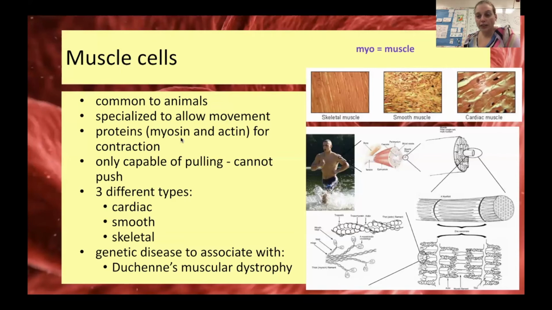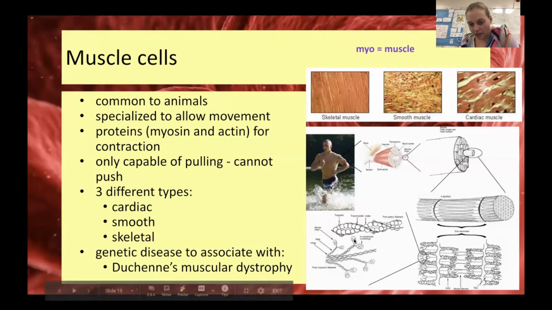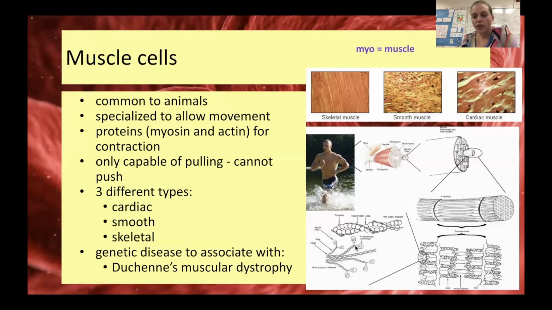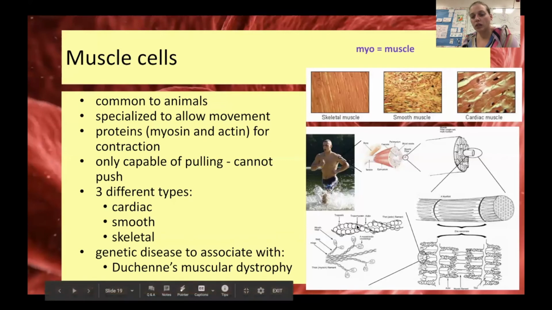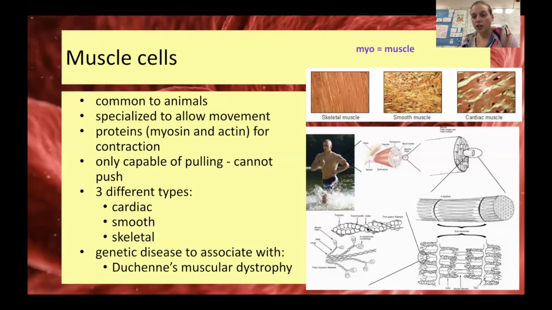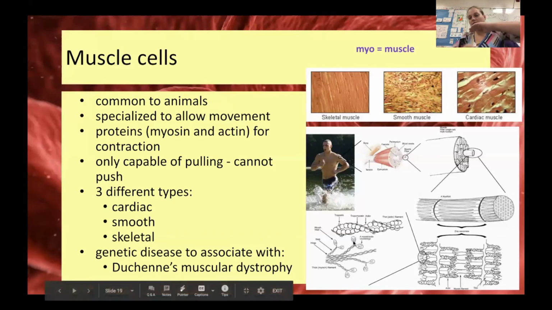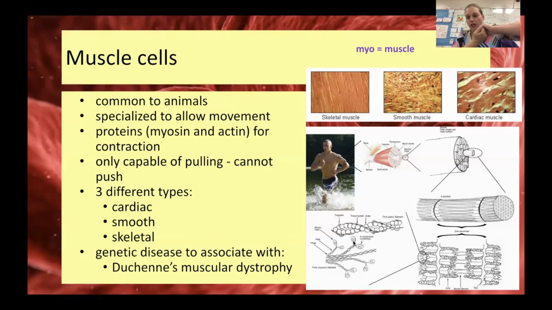There are 2 proteins to associate with muscles, myosin and actin, and myo means muscle, so you can think of this as the muscle protein. And actin has these long fibers, and myosin we see here with these little heads. And what happens, we have these little divots in the actin filaments that are going to be uncovered when the muscle needs to contract. And these myosin heads can slip into those little holes and pull on them.